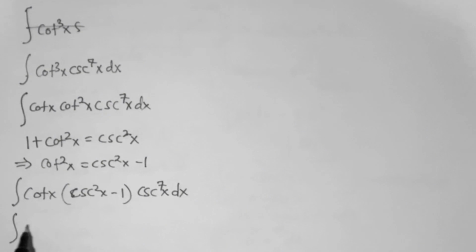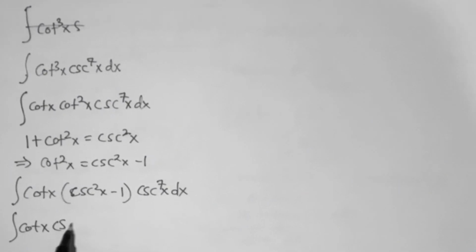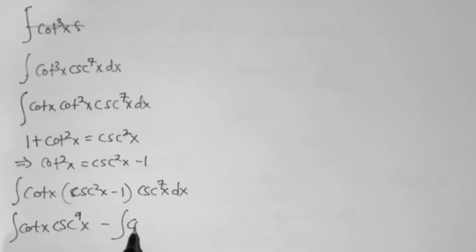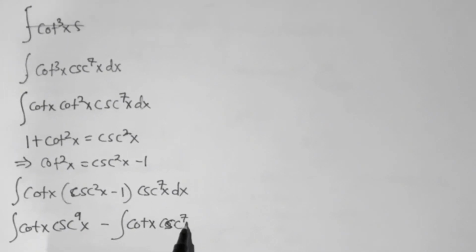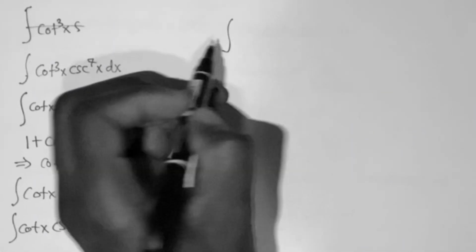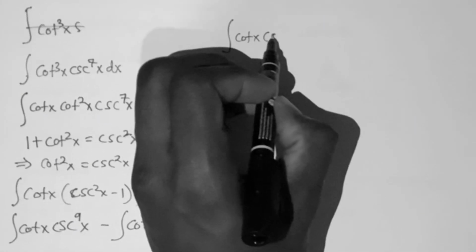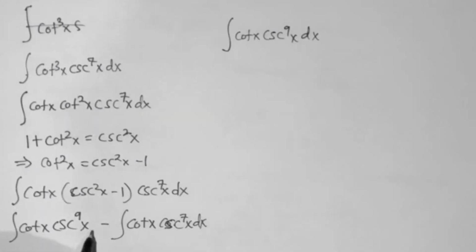So it becomes integral of cot x then cosec, now this is squared, this is 7, so it becomes 9x, minus integral of cot x then cosec exponent 7x dx. So let's take all of this and evaluate them separately. So integral of cot x cosec exponent 9x dx. Sorry, there's a dx here.